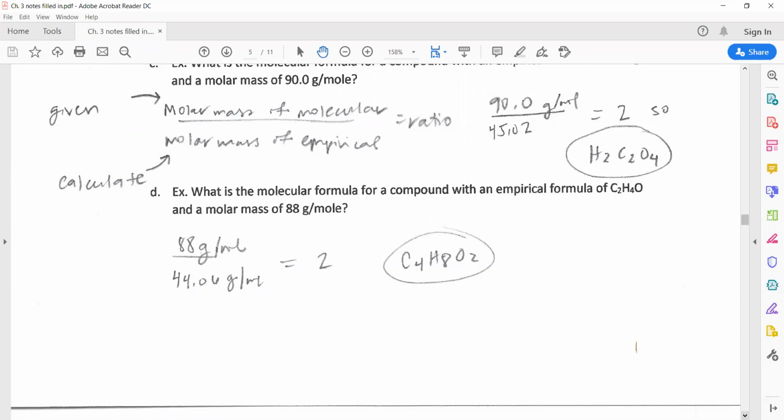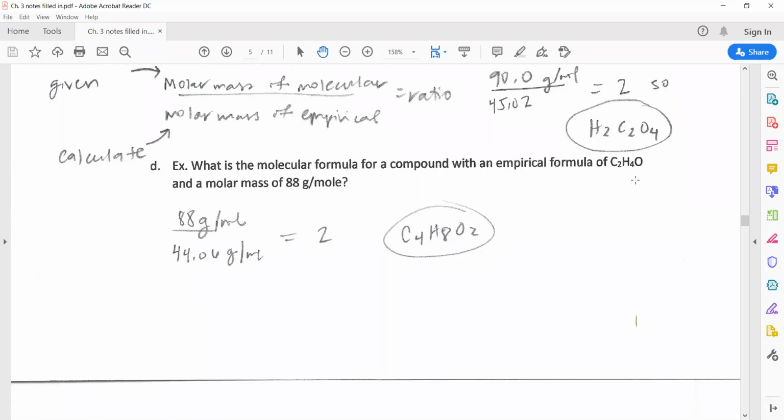Here's one more. You have an empirical formula of C2H4O. Molar mass is 88. So you take your 88, that's the real thing. You add up your empirical and you compare. Well, your empirical is 44, so you need to double it again, and it's going to be C4H8O2.